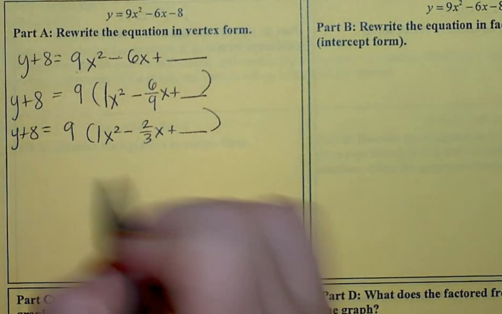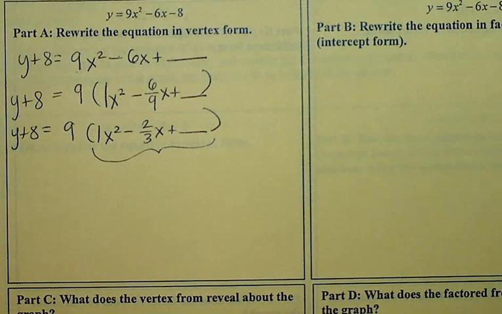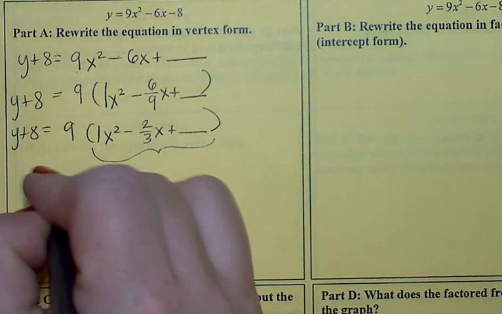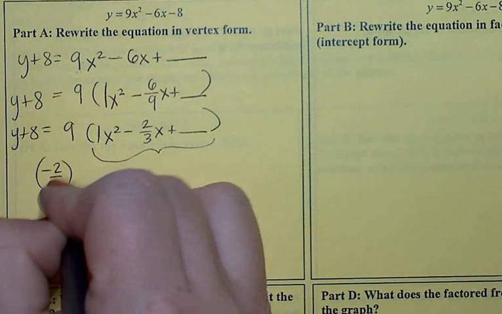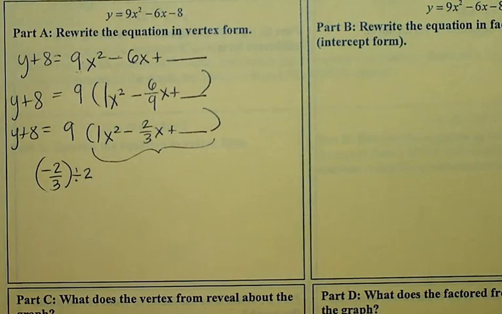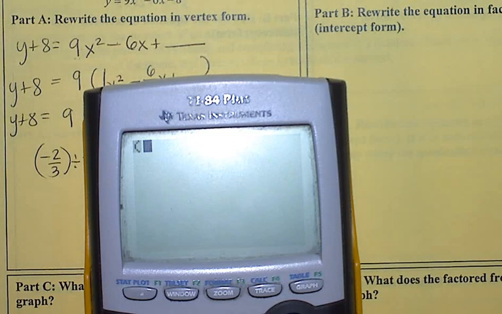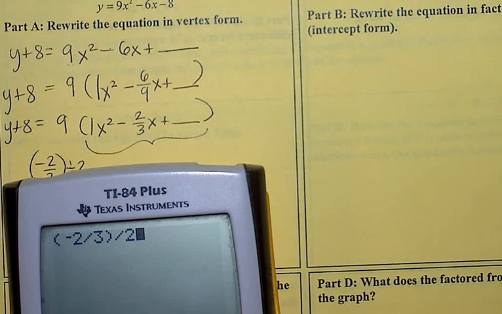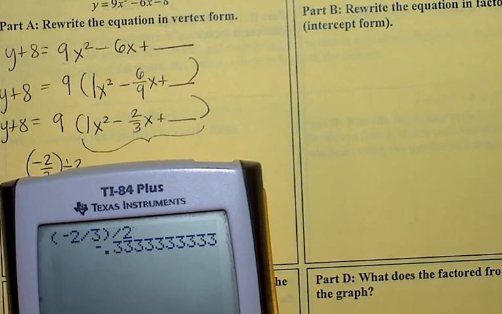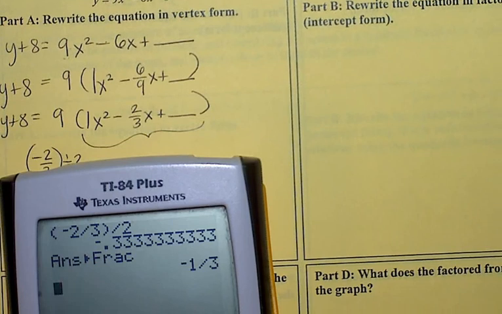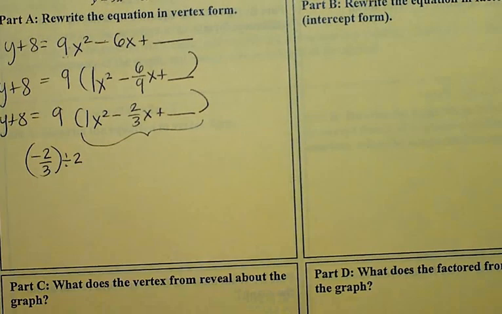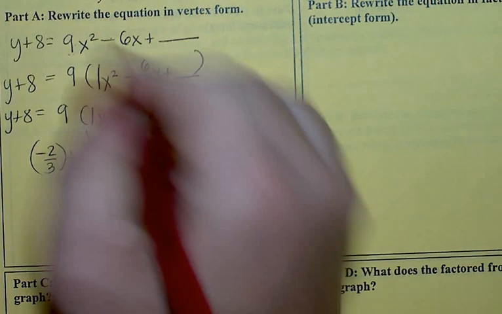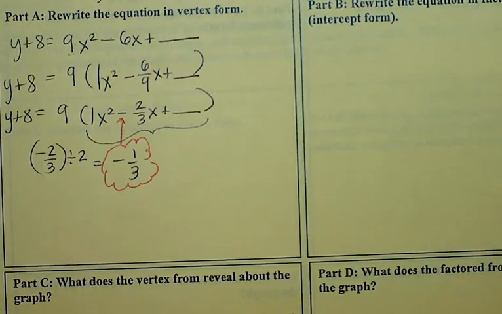Now I'm only working with this inside parenthesis. So I'm going to identify the b, and I'm going to take b and divide b by 2. Now let's not make this too difficult for ourselves. Grab a calculator and type in negative 2/3 divided by 2, and I'm going to put it back into a fraction afterwards by hitting math, fraction, enter, enter, is negative 1/3. And it's important that we identify that, and I'm going to do that with a little bubble because we're going to come back to that shortly.